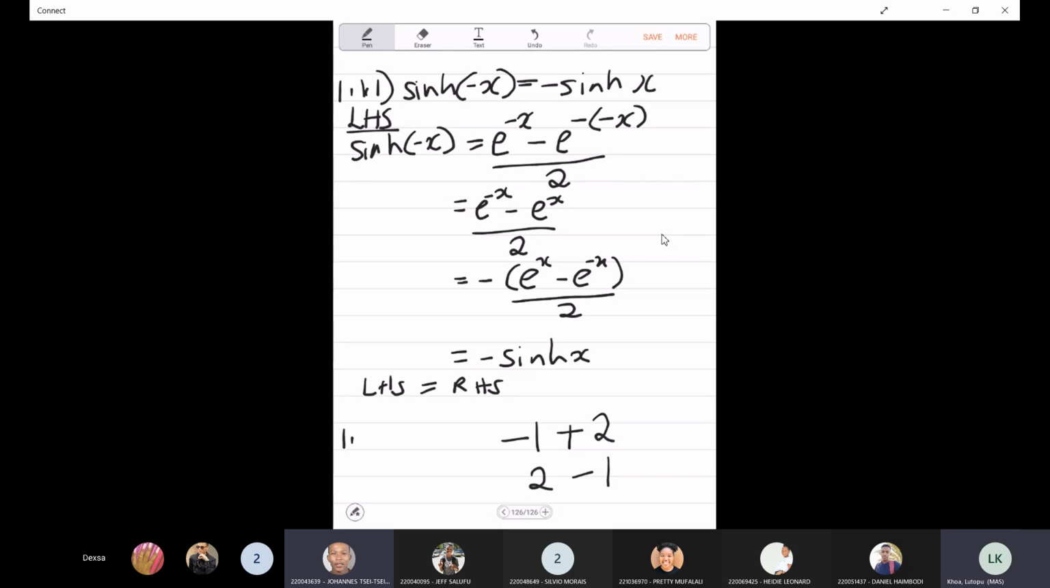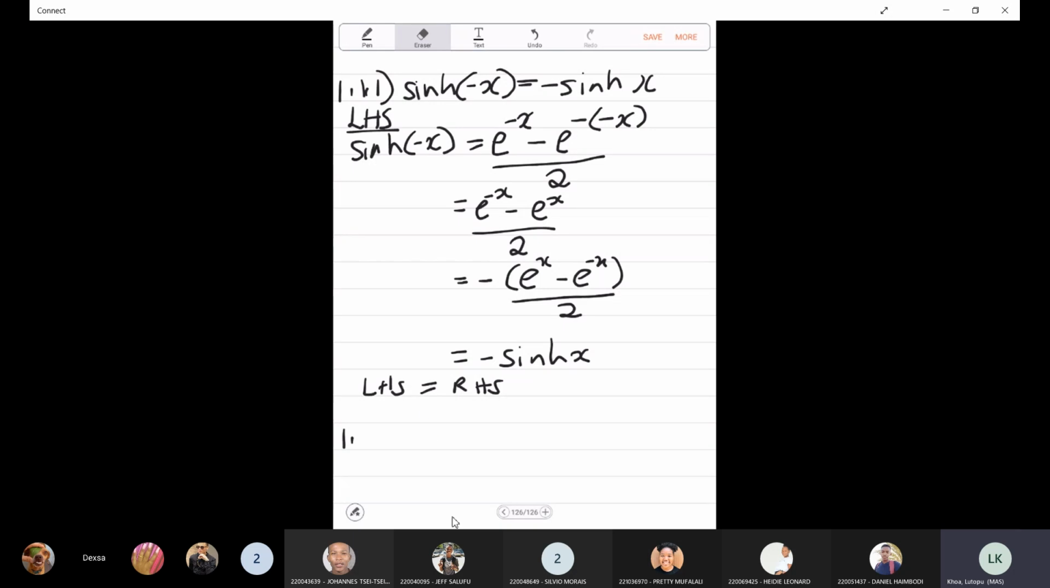Okay, the reason I wrote it like that is because in the definition of sine hyperbolic of x, it's the e to the power of x that comes first. But it doesn't make a difference even if I write negative e to the power of minus x plus e to the power of x. It's exactly the same. But yeah, that is the answer.